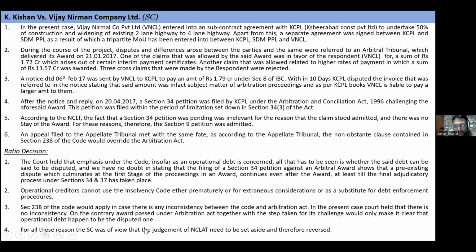So the award and the proceedings that are going on have made it clear that there is a dispute, and the court said there is no inconsistency. So for all the above reasons, the Supreme Court was of the view that the judgment of the NCLAT needs to be set aside and therefore reversed. And so the Supreme Court reversed the NCLAT and NCLT judgment. So these two cases relate to the dispute.